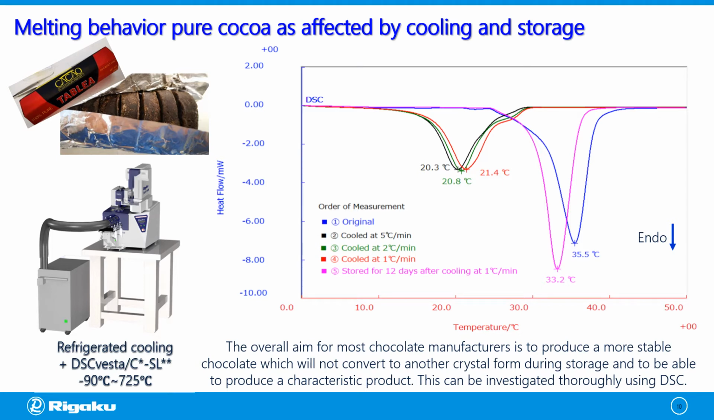In addition, storing the sample for 12 days shifted the melting reaction near the original sample with a peak top temperature of 33 degrees centigrade, which is 2 degrees centigrade lower compared to the peak top temperature of the original melting reaction. The overall aim for most chocolate manufacturers is to produce a more stable chocolate, which will not convert to another crystal form during storage, and to be able to produce a characteristic product. This can be investigated thoroughly using DSC.